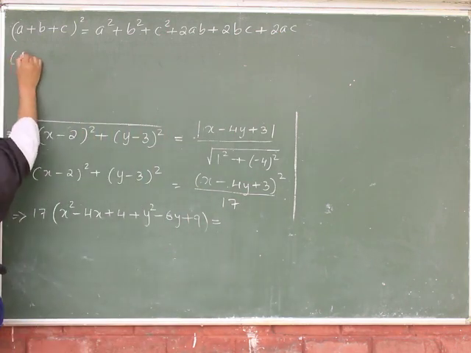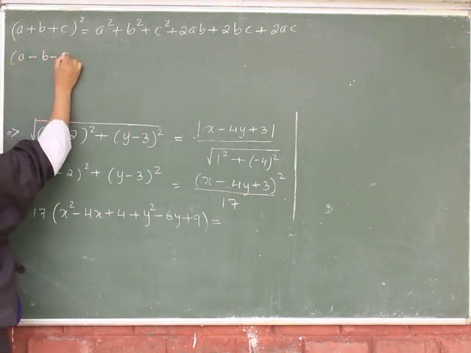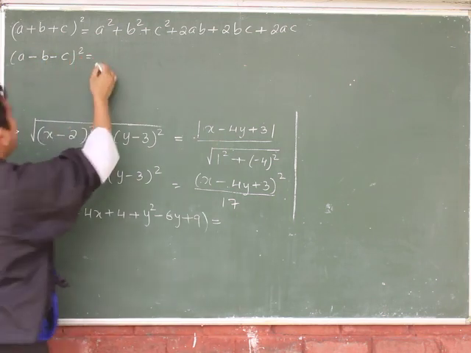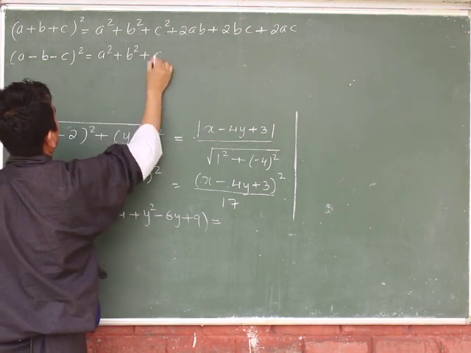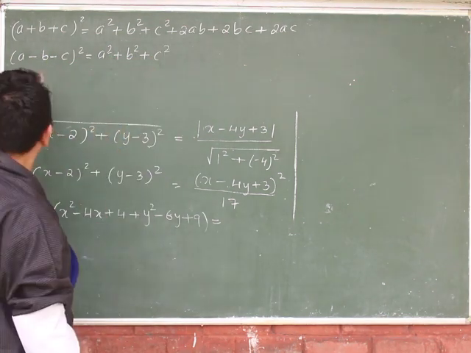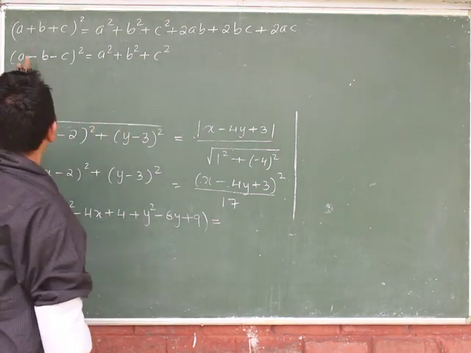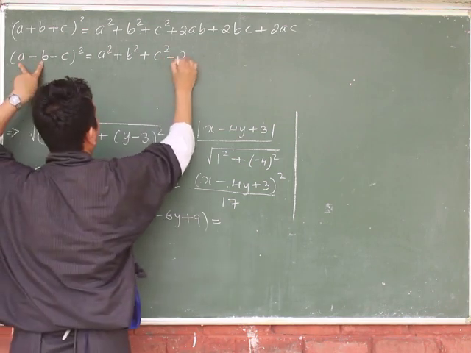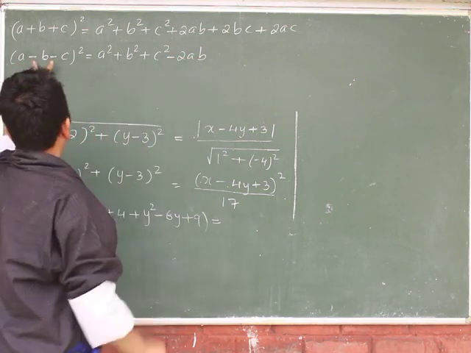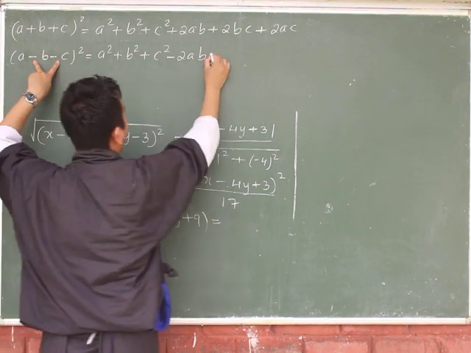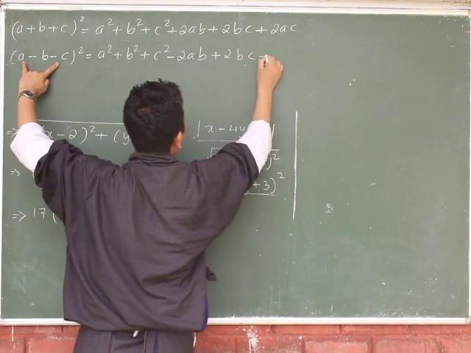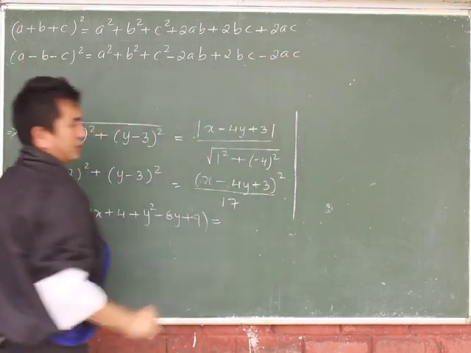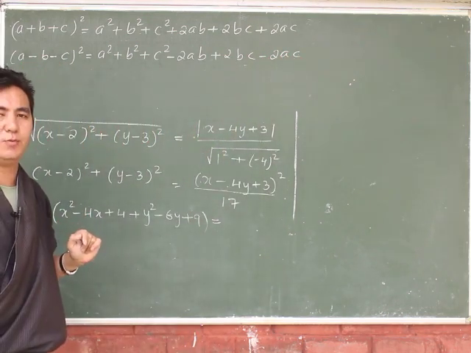Similarly, if you see (a - b - c)², what will be the formula? Here it will be a² + b² + c². Positive into negative becomes negative 2ab, then negative into negative becomes positive 2bc, then positive into negative becomes negative 2ac. I hope you are getting this formula.